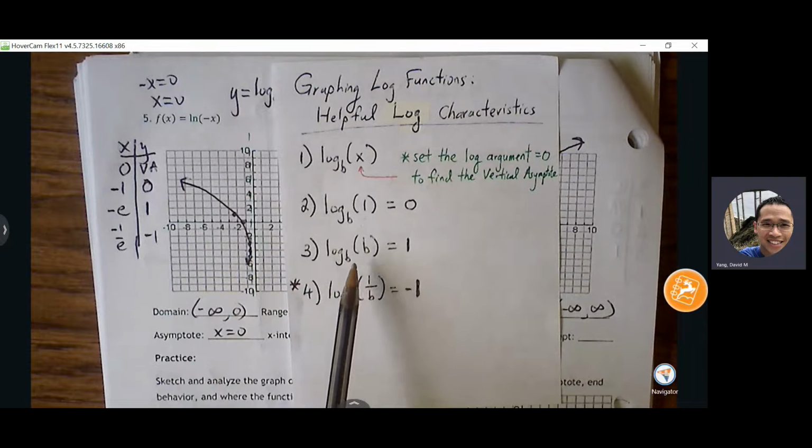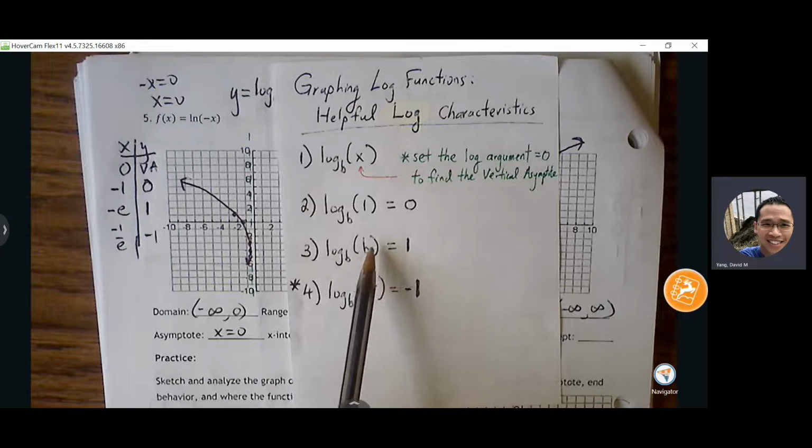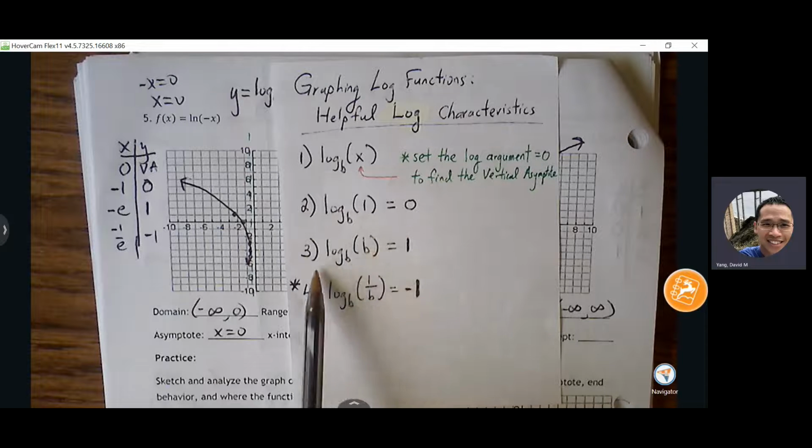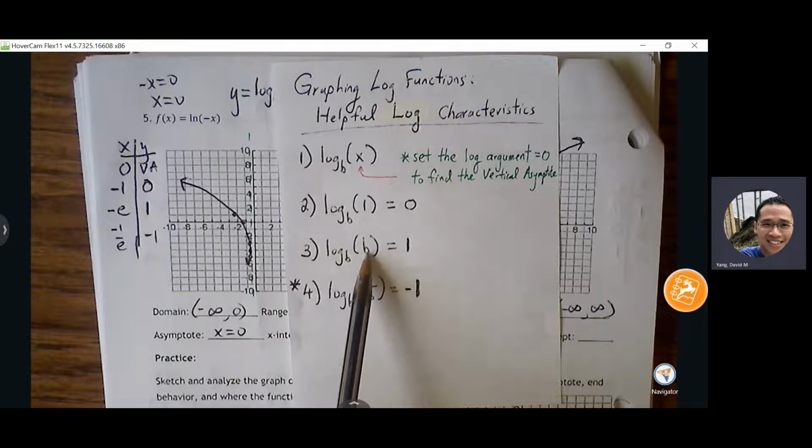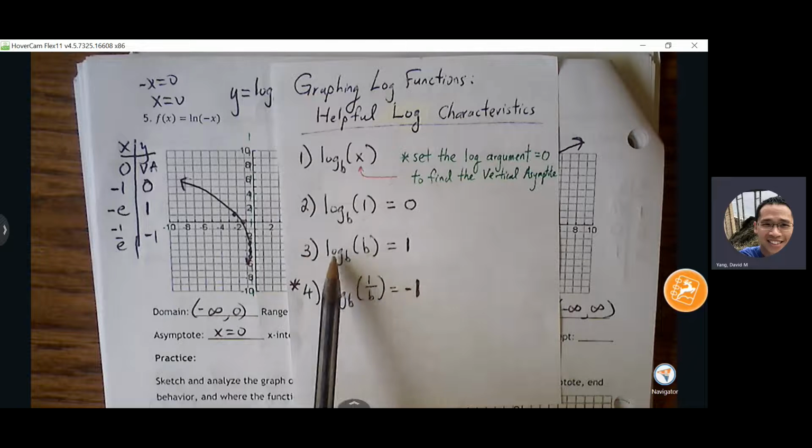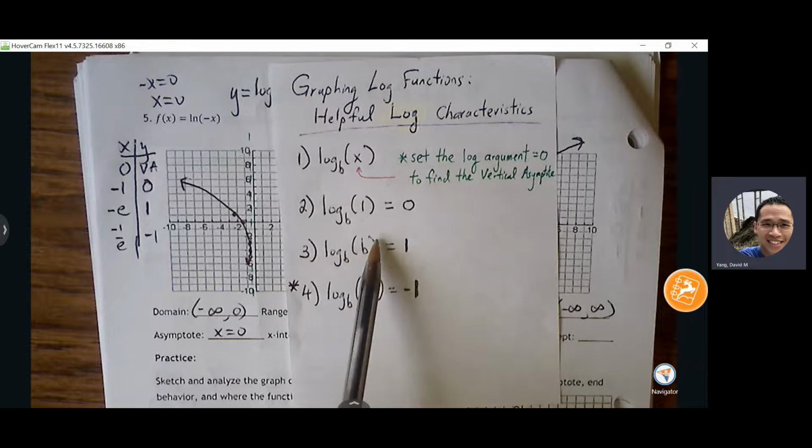The third property is to figure out what will make your parentheses equal to the base value. Whatever will cause your parentheses to match the base is a really nice property as well, because if I get log base b of b, it could be log base 3 of 3, it could be log base 5 of 5, that's always going to be equal to 1.